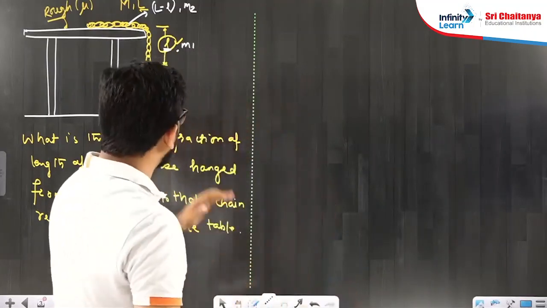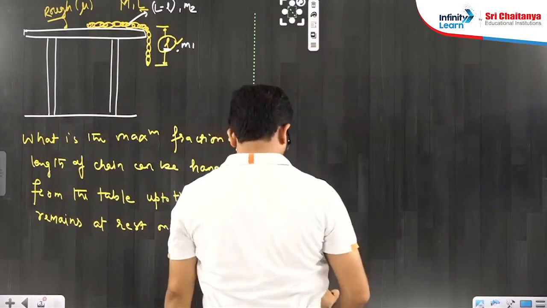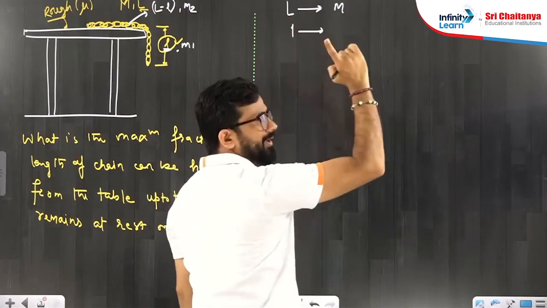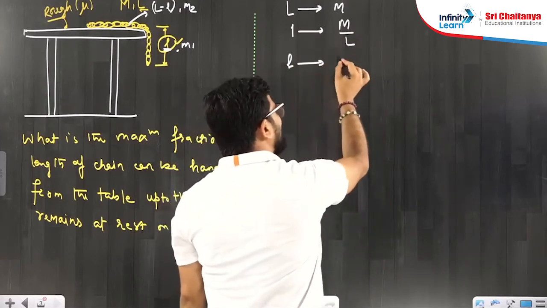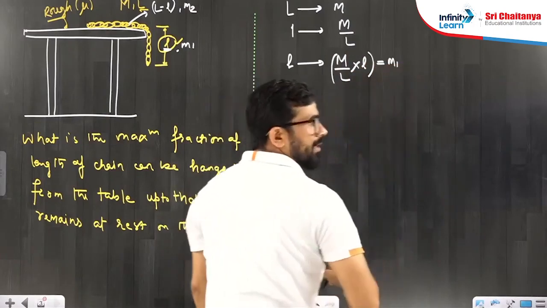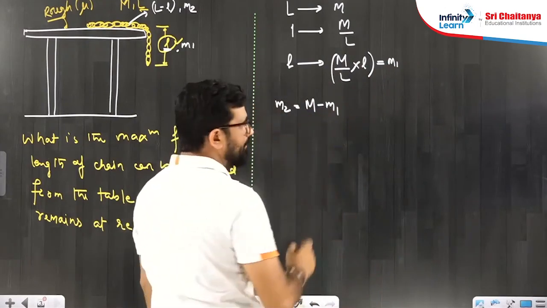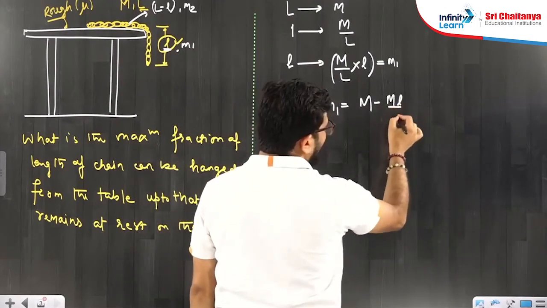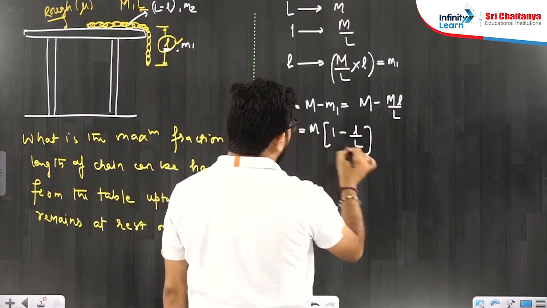Similarly, we will say here that the total length is L, then the mass is M. That means for L length the mass is M, so for unit length, one length, the mass would be M by L. So for a small l length, how much mass would there be? M by L into small l. This is the mass, nothing else but m1. So what is the m2 mass? m2 is capital M minus m1, because the total mass is capital M. So from here we can say, capital M minus M by L into small l, that means capital M times (1 minus small l by capital L). We can write this as m2.